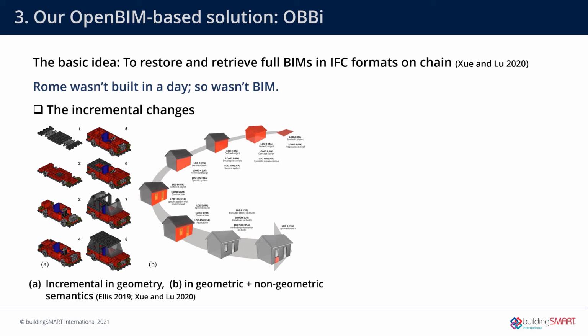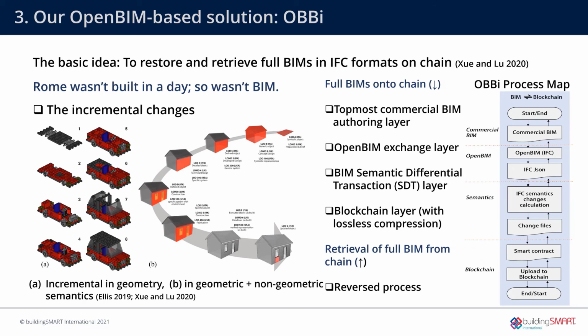There is no need to upload, change, and download full BIM models, which are very big, but we can just calculate the changes between gradually changed BIM models. Therefore, we developed this OBIS process map. From the top to the bottom of the process map, it shows how commercial BIM can be stored in a blockchain in an efficient manner.